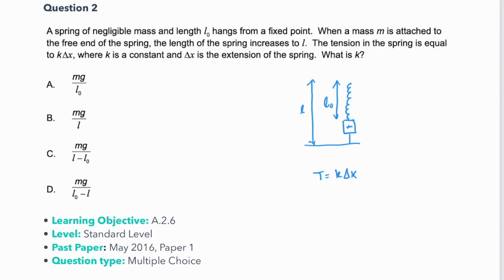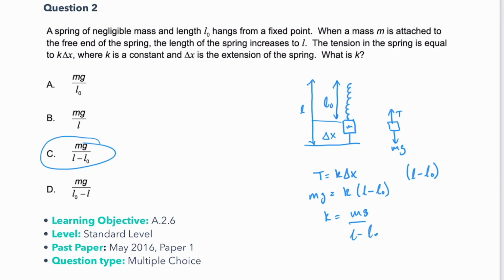Okay, well, this mass that's attached to the spring has a weight, and that weight is mg, and that's causing the tension in the spring. So instead of writing tension, we write mg. K is the spring constant, and delta X is the extension in the spring. But in this situation, the extension in the spring is L minus L naught, because that's the difference in length. So instead of writing delta X, we write L minus L naught. Rearrange that for K. So K equals mg over L minus L naught, and the answer is C.